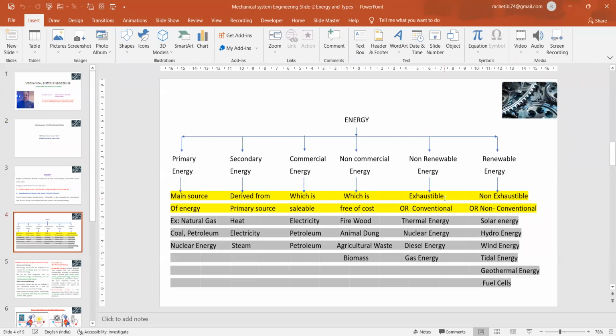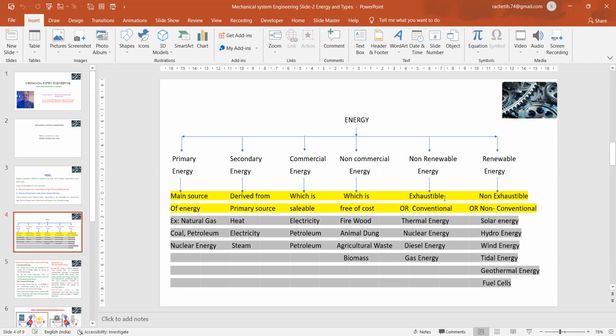So what is the primary energy? It is the main source of energy. Examples I just told: natural gas, coal, petroleum, nuclear energy. Secondary energy is derived from the primary energy, that is heat, electricity, and steam. In the next slide we are going to see what the primary and secondary sources are and how they are derived from primary.